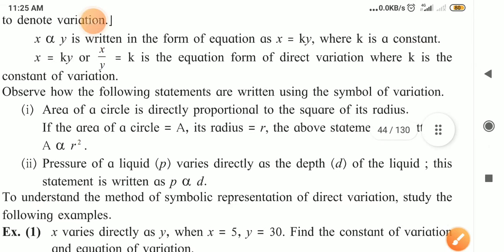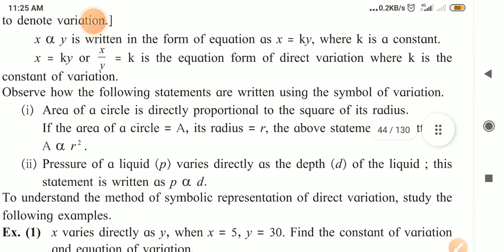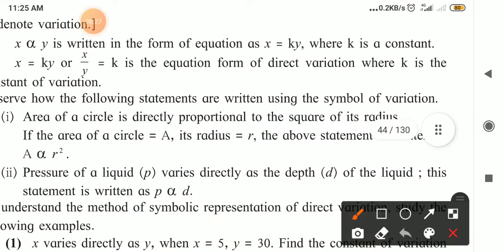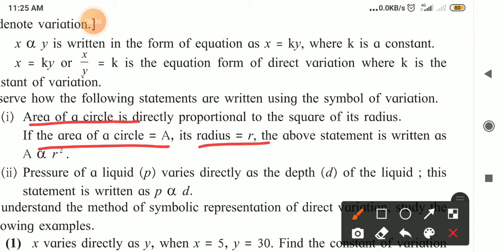Observe the following statements and write using the symbol of variation. Area of a circle is directly proportional to the square of its radius. So here area is denoted by the letter A and radius by R. Area of circle means A, directly proportional means the alpha sign that we have to give here, square of its radius, so radius square. In this way we have to convert the statement into mathematical form: A is directly proportional to the radius square.